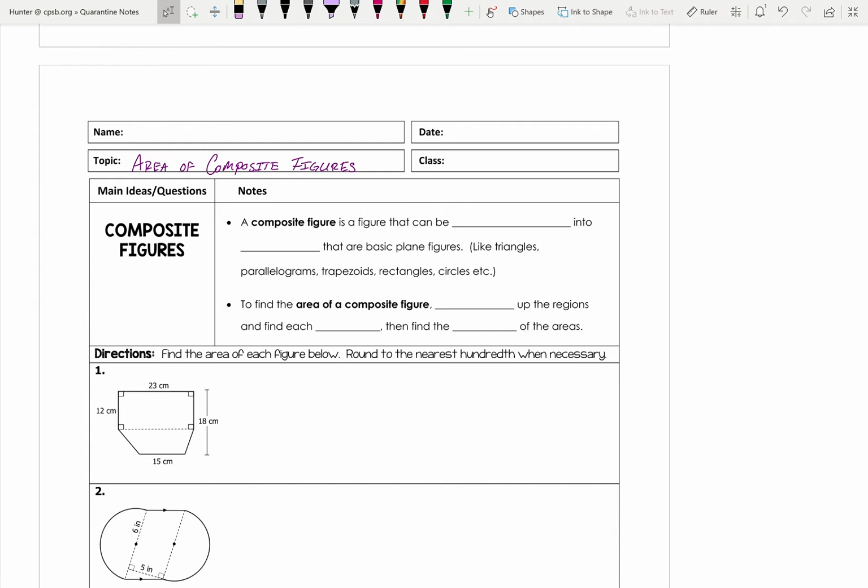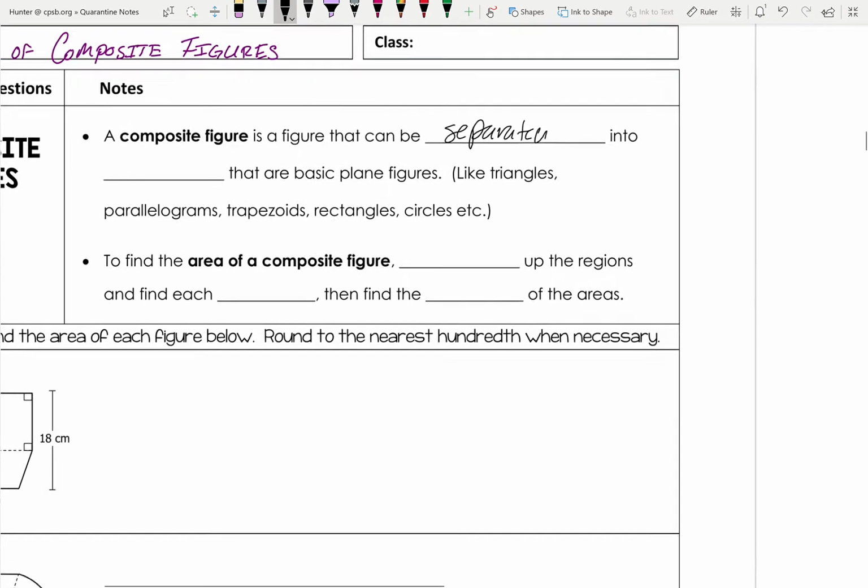A simple informal definition of a composite figure is just this weird looking shape that can be broken down into different shapes that might make finding the area easier. So, a composite figure is a figure that can be separated into regions that are basic plane figures. So, it can be separated into regions.